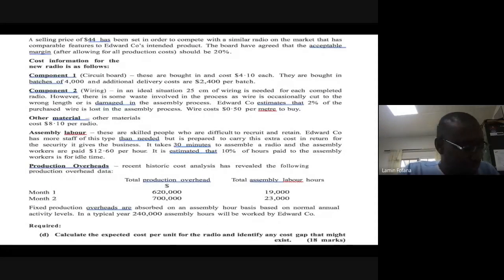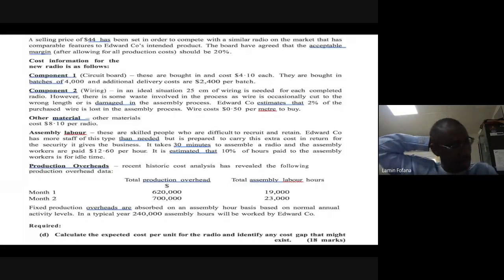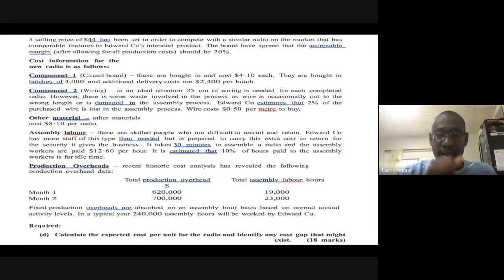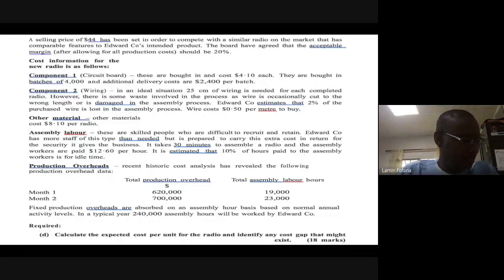Part D is about calculating the expected cost per unit for the radio and identifying any cost gap. So we have to do two things. One will be to calculate our unit cost using our current costing regime, and then we calculate our target cost and find the difference. That's the cost gap. Because we've already answered part C of the question, that explains what happens if there is a cost gap. So it's like D should have come before C, but they just twisted it. That's why I say it's the same question, the same information.